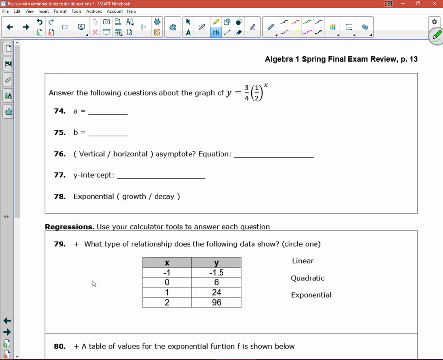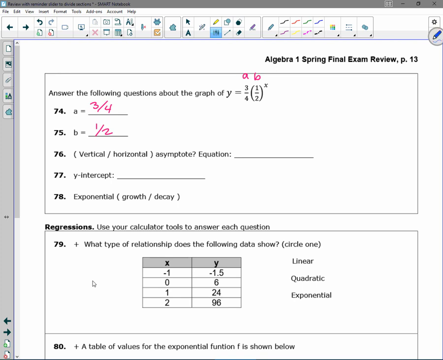On 74 through 78, we're all referencing this one little equation. So I still have y equals 3/4 times 1/2 to the x power. So again, I want to think about this as a b to the x power. So my a value is 3/4. My b value is 1/2. I want to know about the asymptote. I want to know the equation for the asymptote. I want to know the y-intercept, and I want to know if it's growth or decay.